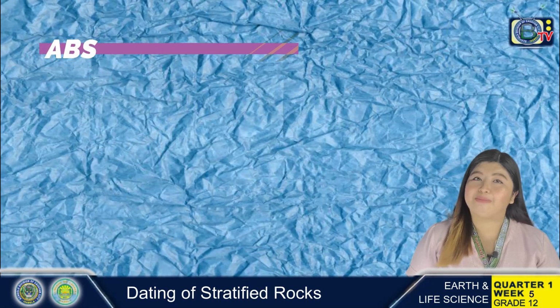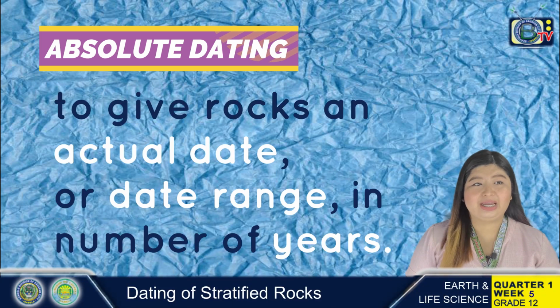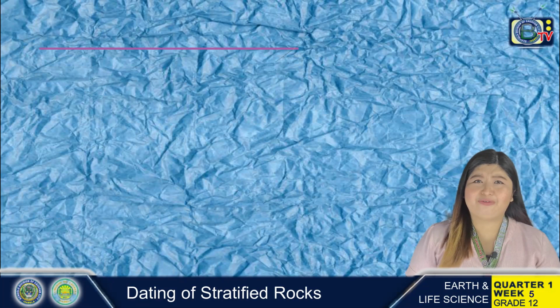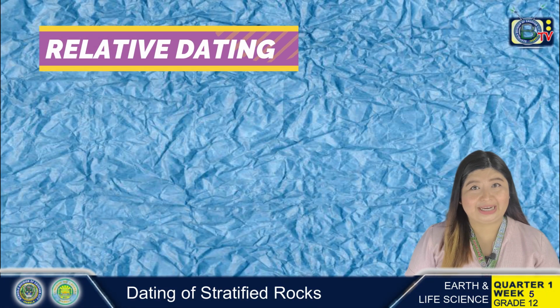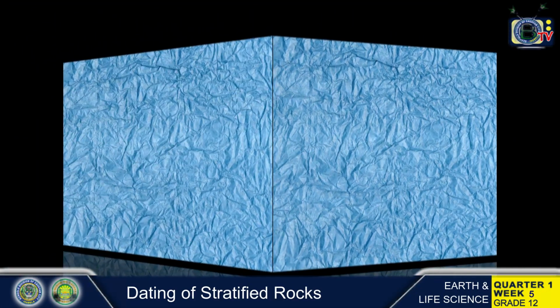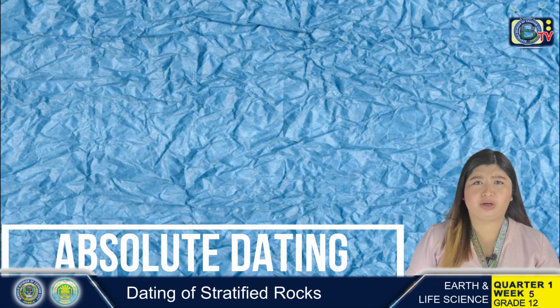Geologists use absolute dating methods, sometimes called numerical dating, to give rocks an actual date or date range in number of years. This is different from relative dating, which only puts geological events in time order. Let us dig deeper on how absolute dating works.